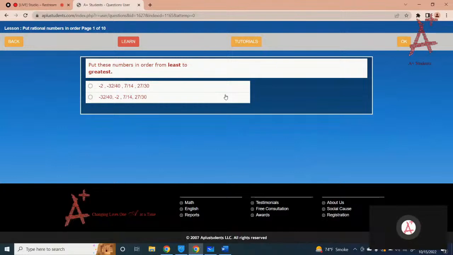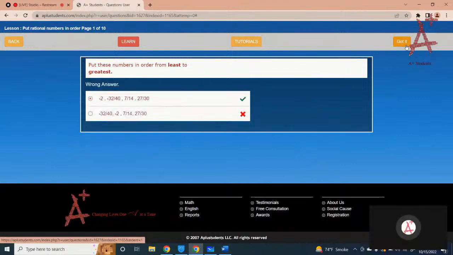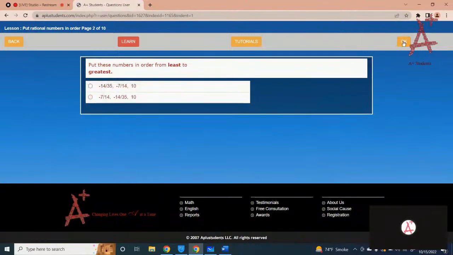Yes, the first one. Negative 2 is the smallest. No, negative 32 by 40 is the smallest. Then you have negative 2, then you have 714, and then you have 27,730. Got it? Select the correct option and click on the OK button. Oh, sorry, negative 2 is the smallest one. I selected the wrong option. Got it?